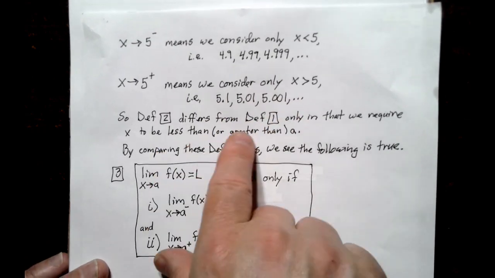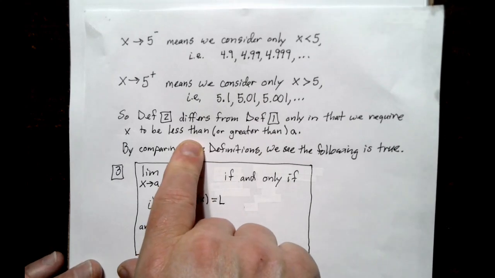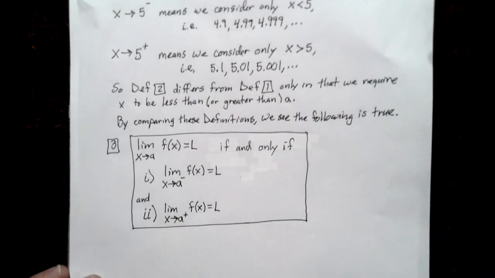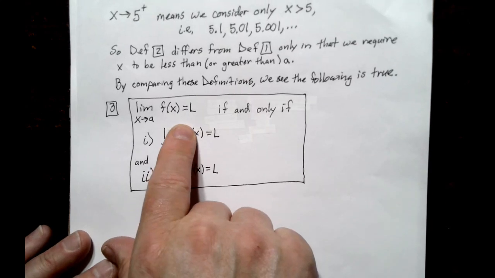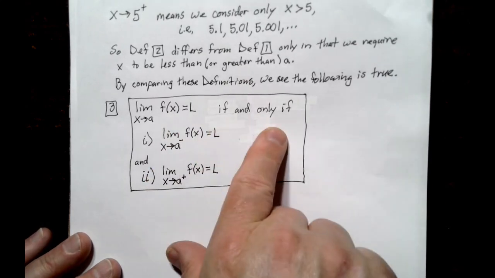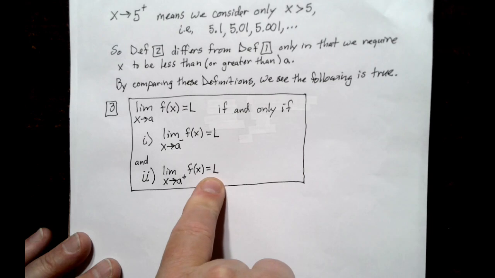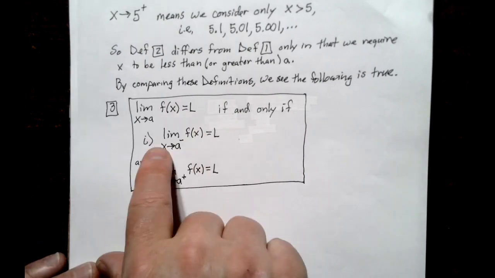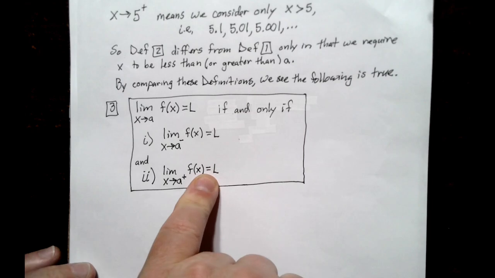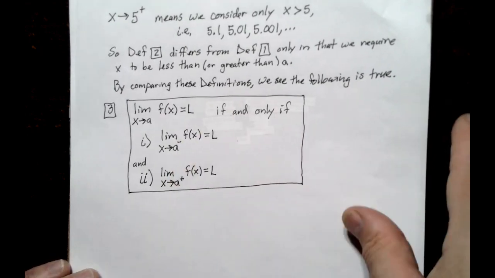So definition 2 differs from definition 1 only in the way that we restrict x to be less than or greater than a. So now we can say our limit equals L if, and only if, the left-hand limit equals L and the right-hand limit equals L. And that's how you can prove a limit exists: if you can prove the left-hand and the right-hand limits exist and they equal the same value, L.